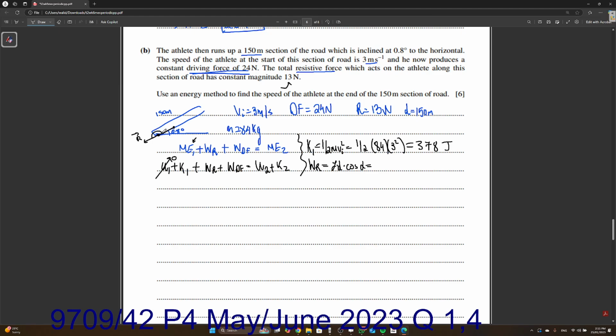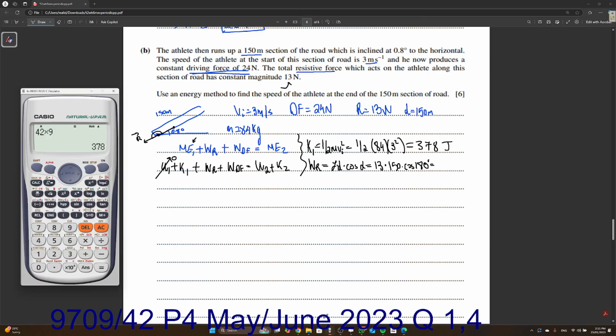Obviously, it's a resistive force, so the angle is going to be 180. So the force is 13 times the distance 150 times cosine 180, which is negative 1950 joules.